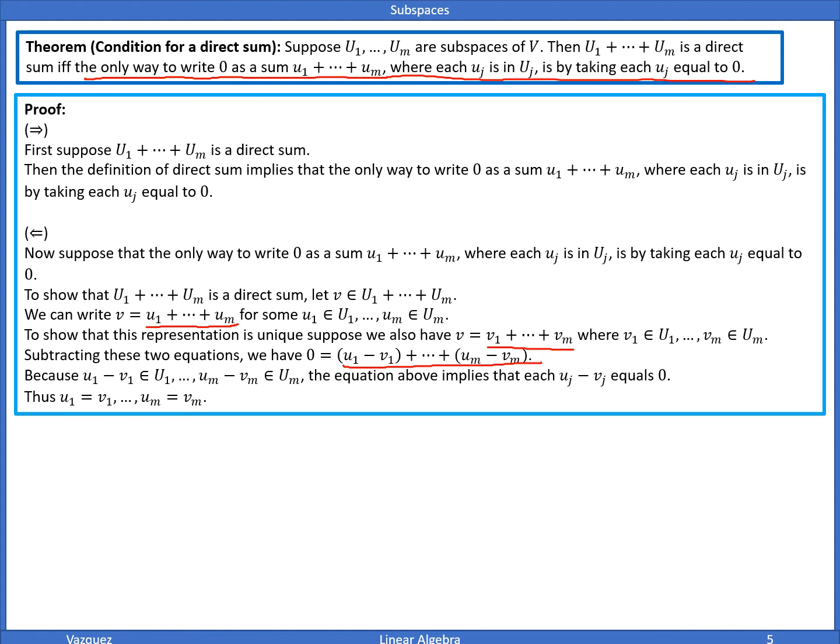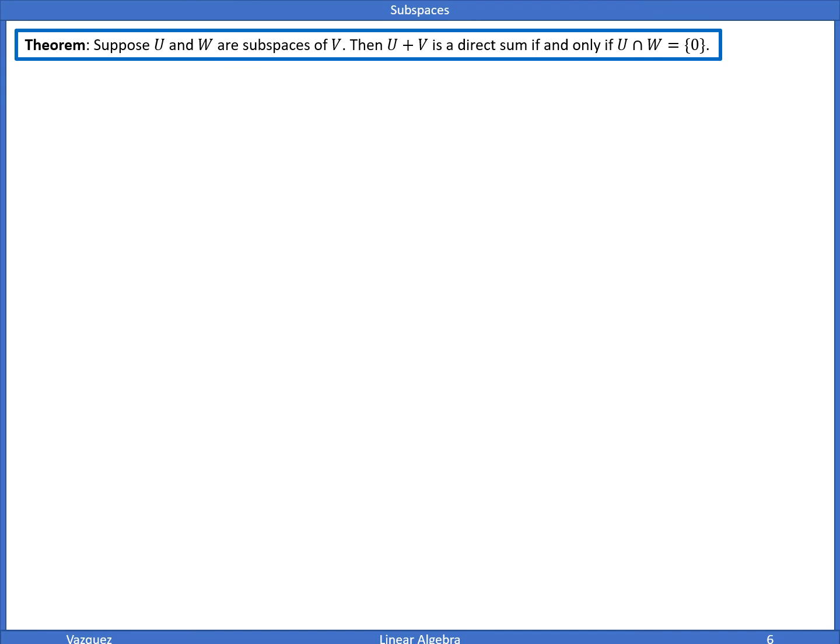Okay, so just one more slide. This next theorem that I'm going to show gives a simple condition for testing which pairs of subspaces give a direct sum. Last slide. Suppose U and W are subspaces of V, then U plus W is a direct sum if and only if their intersection is the zero vector or the zero element.